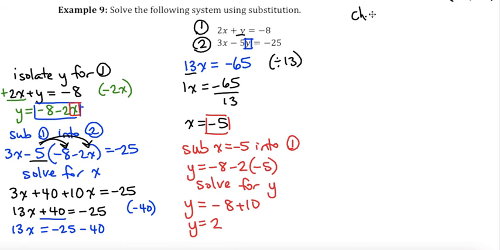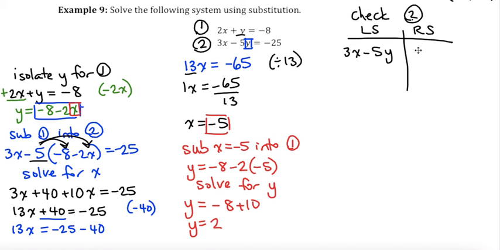So I'm going to check equation number 2. So you'll notice 1, 2, 1, 2. Separate your equation into the left side and the right side. The left side of your equation is 3x minus 5y. The right side of your equation is negative 25. Substitute the value in for x, which is negative 5. Substitute the value in for y, which is positive 2. 3 times negative 5 is negative 15. Negative 5 times 2 is negative 10. And negative 15 take away 10 is negative 25.